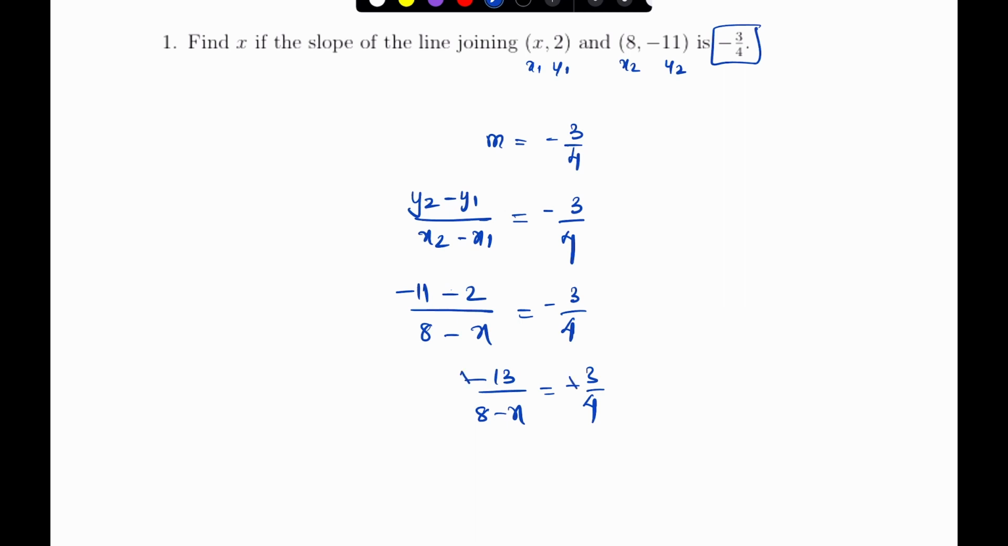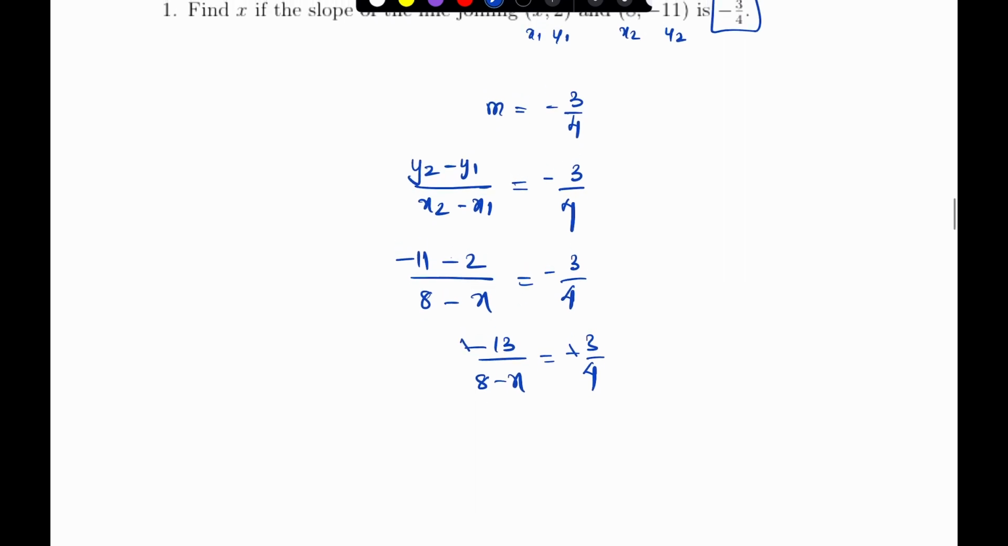You can cancel this minus, cross multiply it. So you'll get here 3 8s are 24 minus 3x is equal to 52. So minus 3x is equal to 28. X is equal to minus 28 by 3.